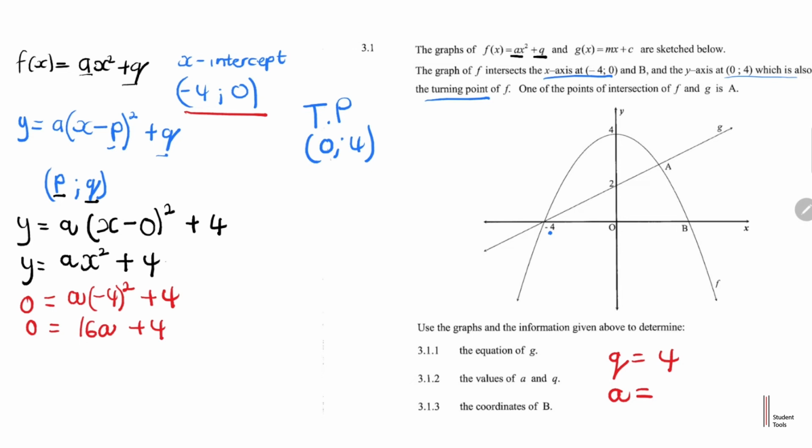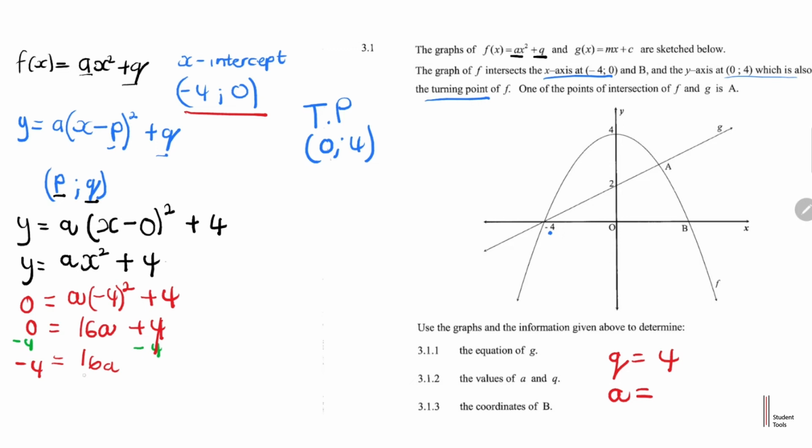So we want to make a the subject, we will have to take positive 4 from the right hand side to the left hand side. So we'll do that by subtracting 4 here and also subtract 4 on the left hand side. So this will be 16a equal to negative 4. So this will be a 0. So here we have a negative 4 because 0 minus 4 is equal to negative 4.